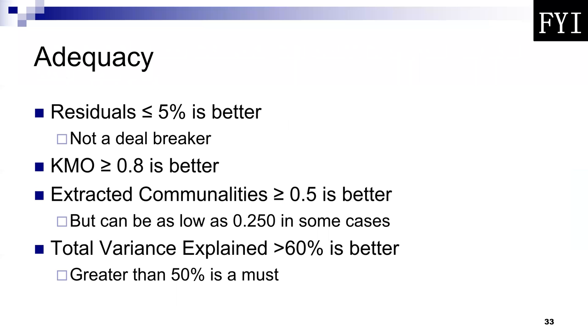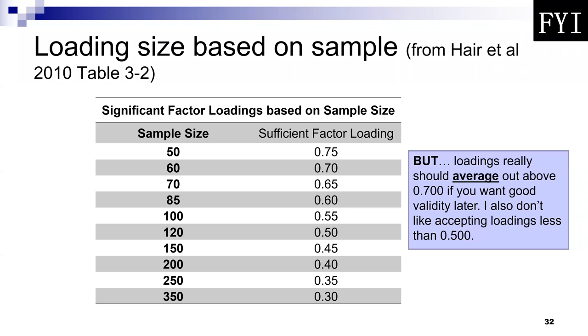So maybe I'm reading this wrong, but it looks like if the sample size goes up, the loading goes down. Correct. The loading required goes down. And here's why. As the sample size increases, error decreases, right? As error decreases, we can be more confident in the loadings we observe. Therefore, we can accept a lower loading and still be confident in that loading. Whereas if the sample size is low, we better have a pretty high loading, because there might be a lot of variance in there, a lot of error.